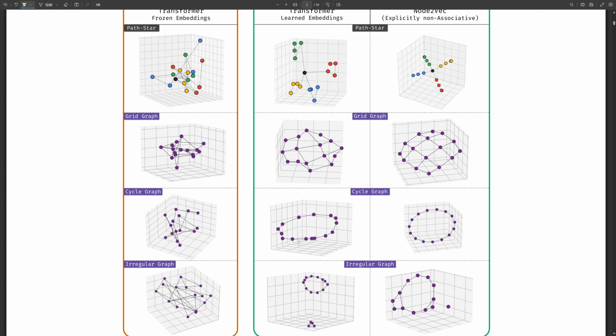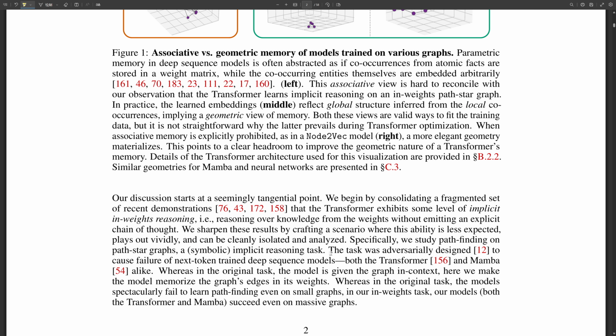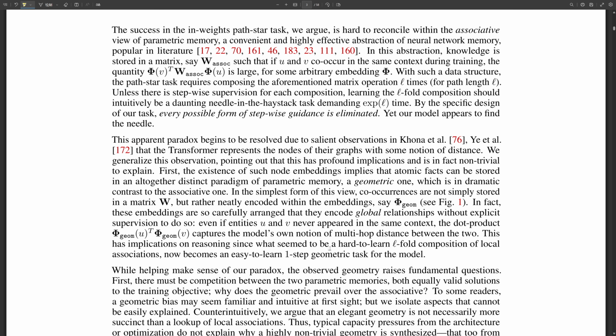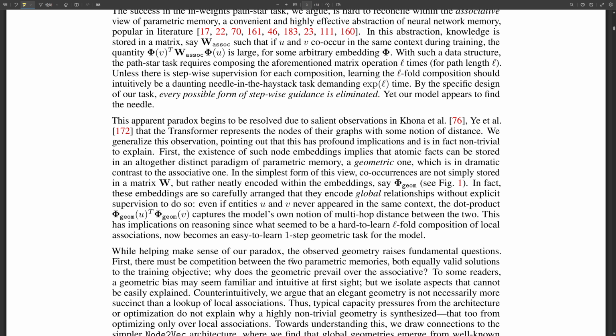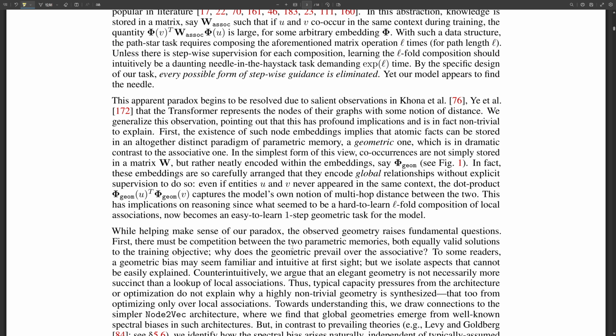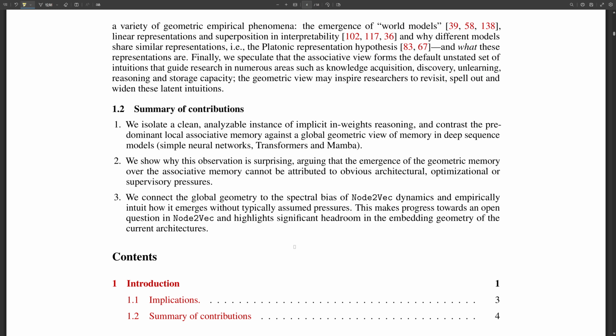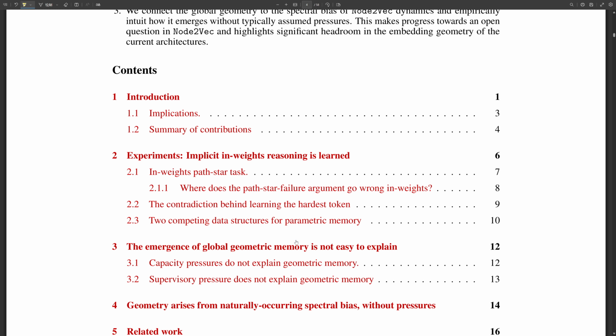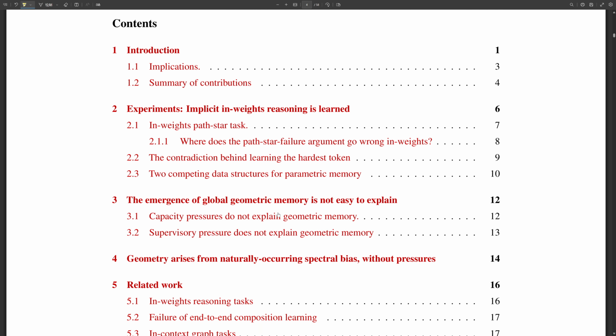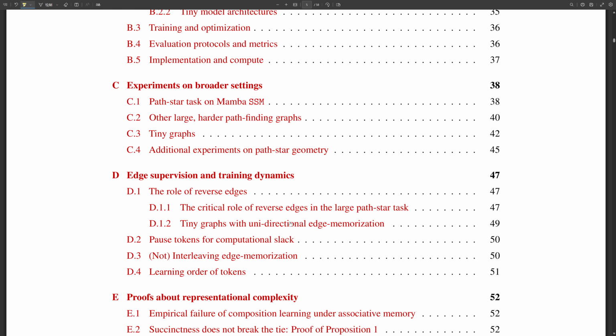Second, supervisory pressure. The geometry arises even when models are trained only on local supervision, just memorizing individual edges without any explicit global objective like pathfinding. So if purely local training is sufficient to synthesize a global structured world model, then the geometry's prevalence is a truly non-trivial phenomenon. It forces us to ask why this complex global structure is preferred over the simpler, default, local associative map.